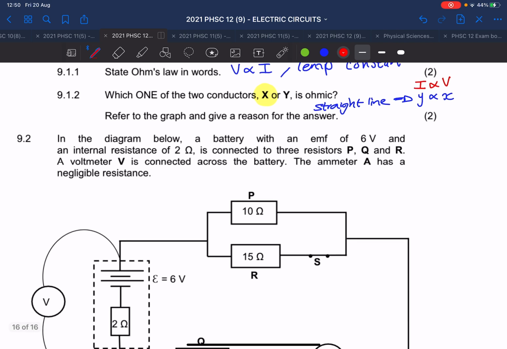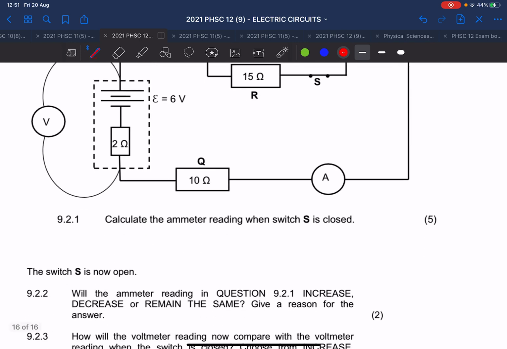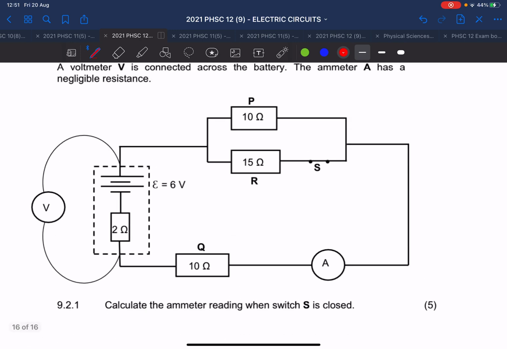Okay, so they say in the diagram below, a battery with an EMF of 6 volts and an internal resistance of 2 ohms is connected with 3 resistors. Now they ask you to calculate the reading on the ammeter.